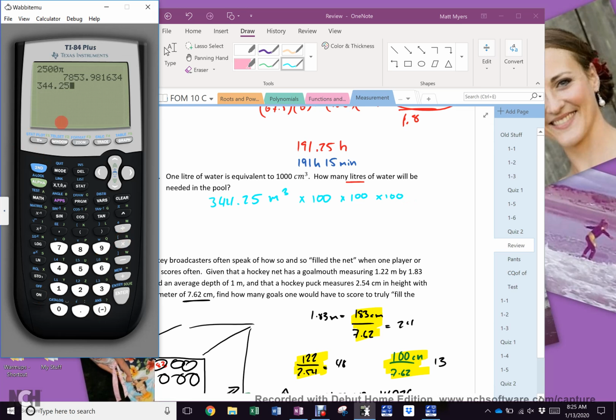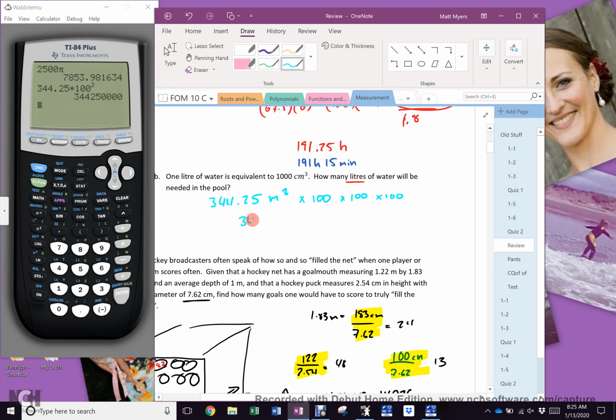344.25 times 100 cubed 3 times. 344,250,000. Right? 1 liter is that many centimeters. So I divide that by 1,000, and I then cancel 3 digits. So the pool takes 344,250 liters.